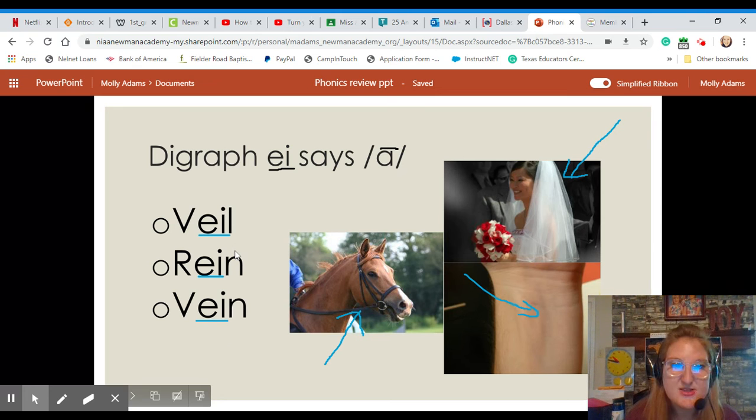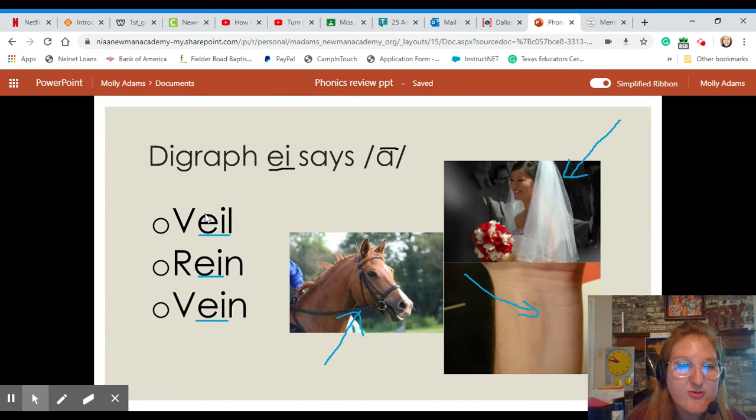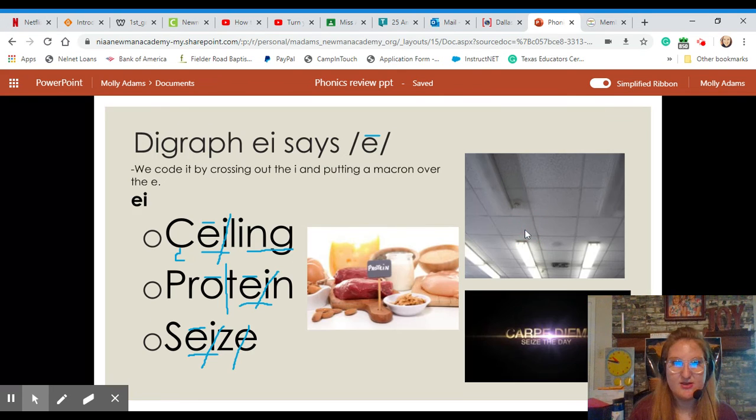So vein. We don't have to do anything but underline this digraph, because if we put a macron above the E, it would make the long E sound. It would be veal or reen. Nope, we just underline it, and that's going to help us. We just remember that EI says the long A sound. But sometimes EI will say a different sound.